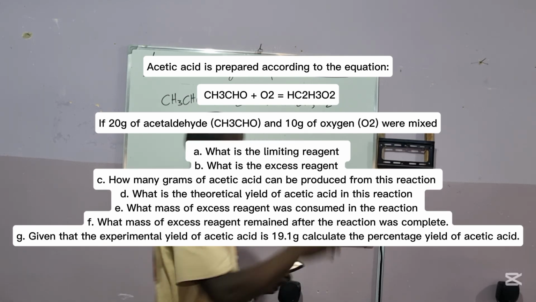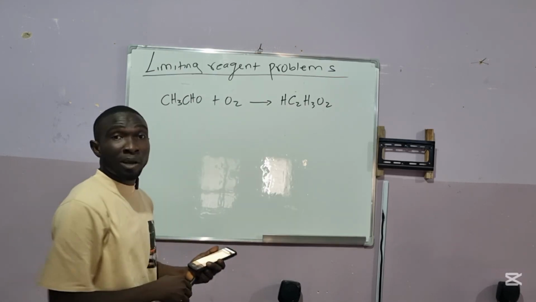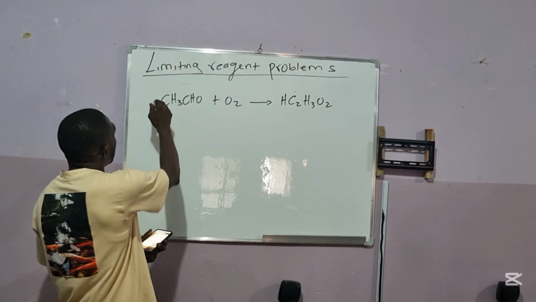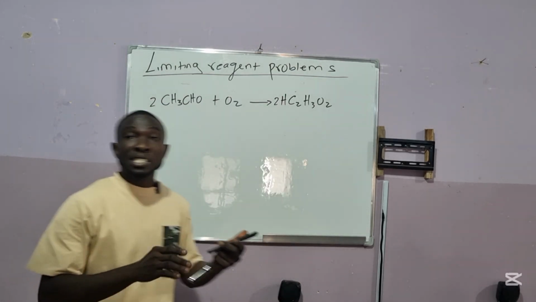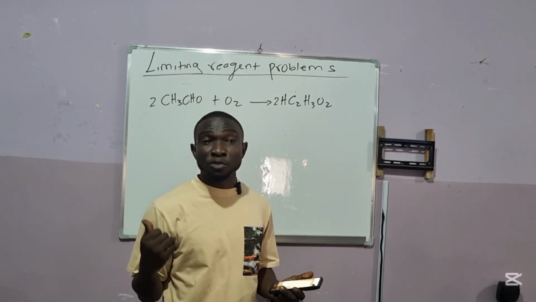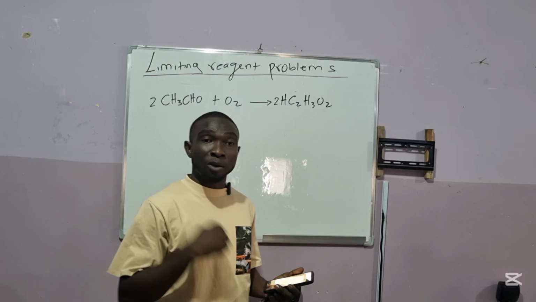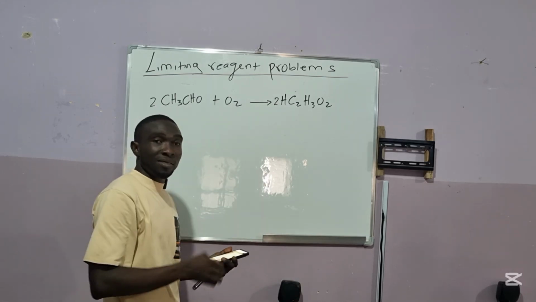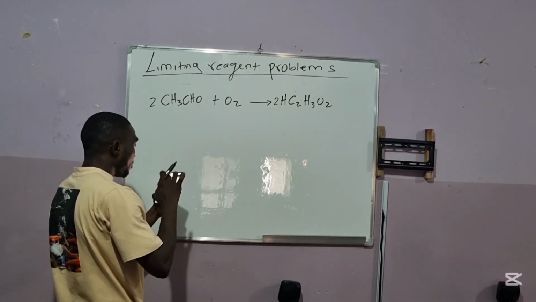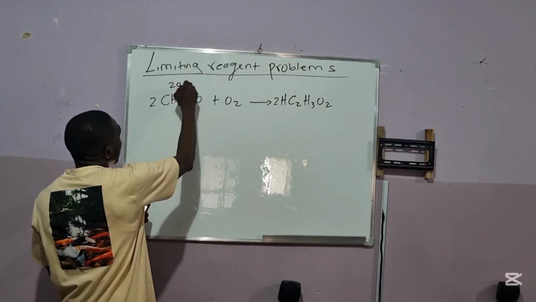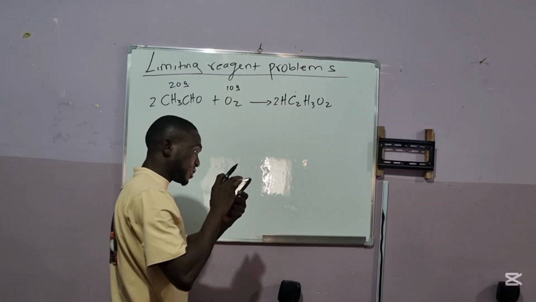First things first, every chemical equation must be balanced. So first things first, let's balance the chemical equation. Now we balance by putting a 2 here and by putting a 2 here. The equation becomes balanced. We've done everything about balancing of chemical equations in my previous video. So if you're confused about balancing the equations, you can go back to my previous videos and check it out. So now since the equation is balanced, we are given the following masses. We're given 20 grams of acetaldehyde and we're given 10 grams of oxygen.